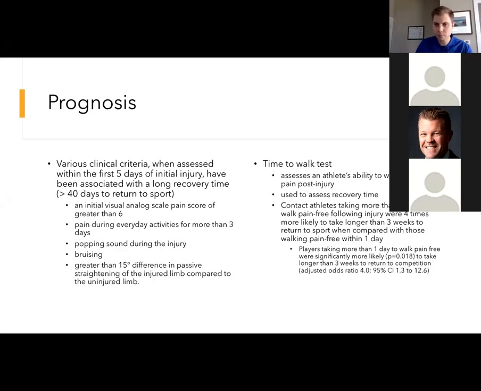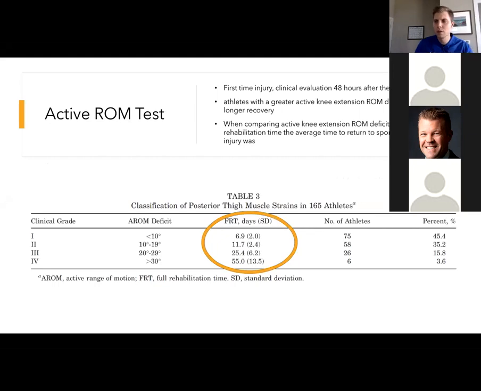This was a really good study of 165 elite athlete sprinters that went through a hamstring strain. It was their first time having a hamstring injury by their personal history, and they had a clinical evaluation 48 hours after the injuries. They found that athletes with greater active knee extension range of motion deficit required a longer time, and they compared that to the uninvolved side, comparing that to return to sport.